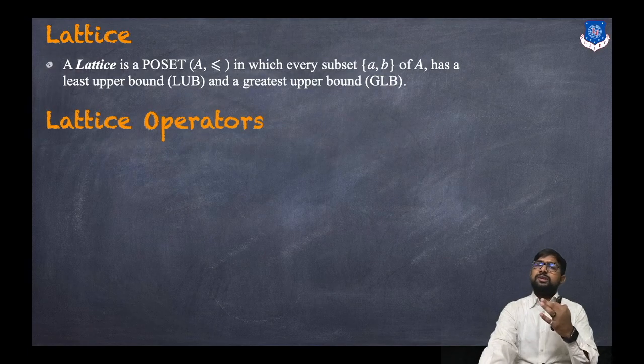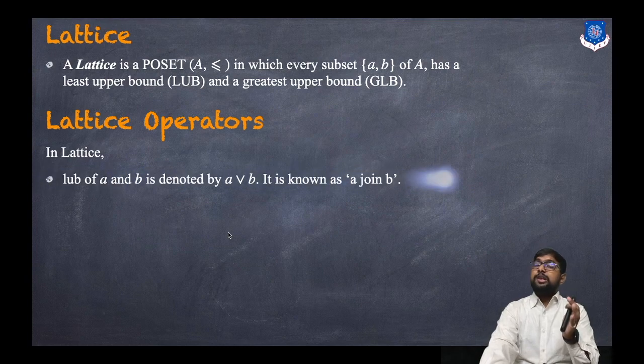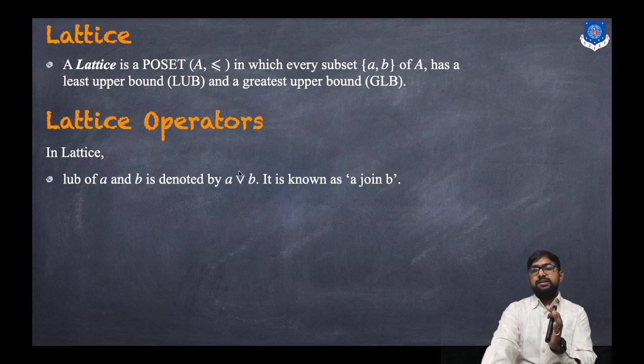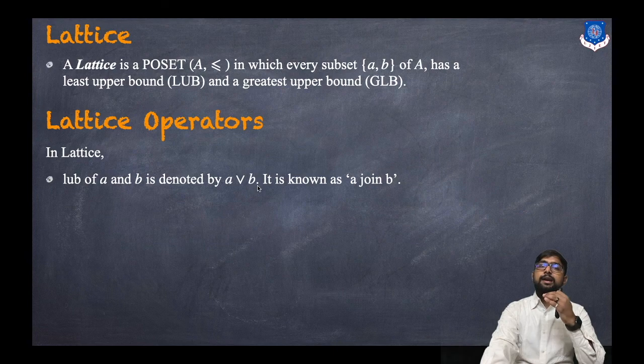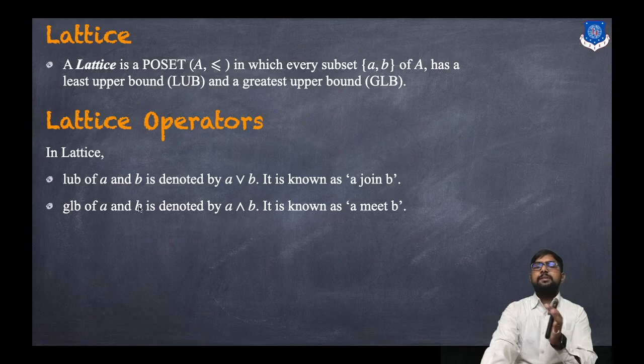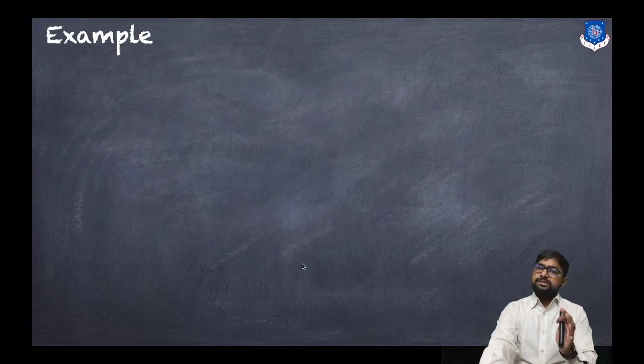Now what are the lattice operators? Let us recall. In a lattice, the LUB of A and B is denoted by the symbol A ∨ B, and it is known as A join B. In the same manner, the GLB of A and B is denoted by A ∧ B, and it is known as A meet B. Now we already know all this. Now let us discuss an example.